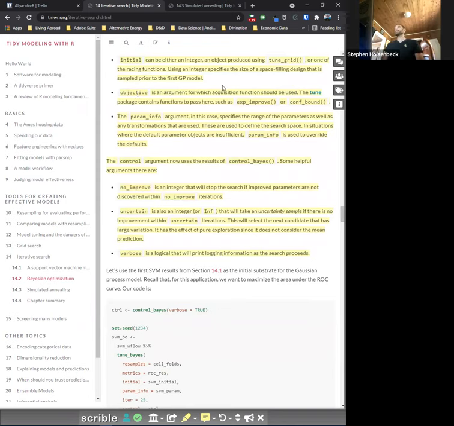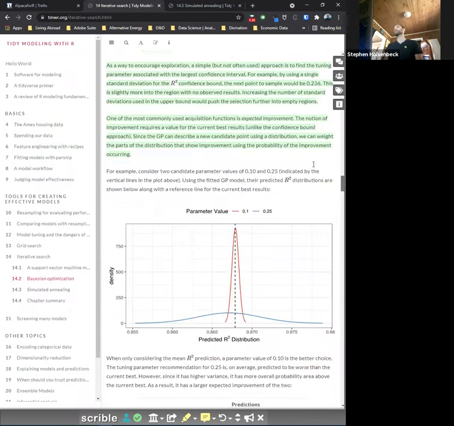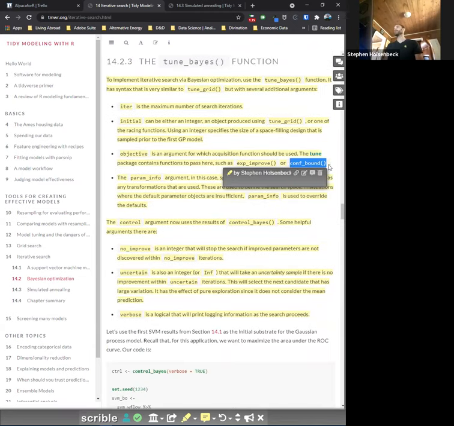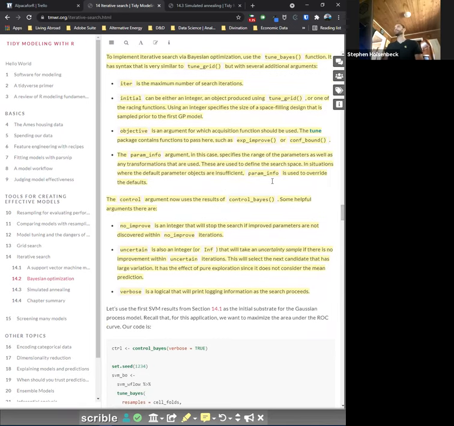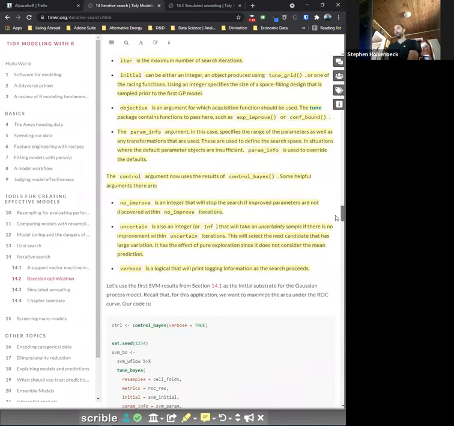So objective is an argument for which acquisition function can be used. It's either expected improvement or confidence bound. I think the confidence bound is going to be one that might use the confidence interval like they described up here. So you say if you want one standard deviation or two standard deviations, so you can tell how much to move into unexplored territory with a confidence bound. The parameter info in this case specifies the range of parameters as well as any transformations that are used. It takes a parameters object similar to tune grid. If nothing is supplied, it's going to use the defaults for whatever you are tuning.